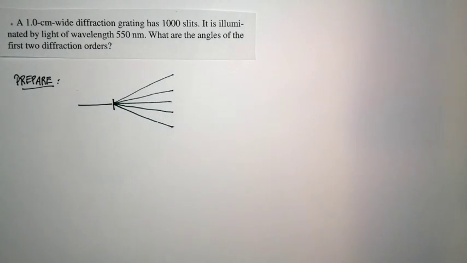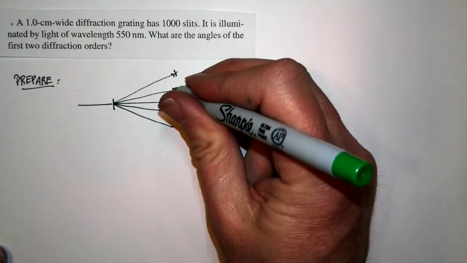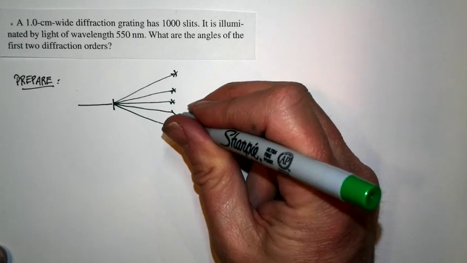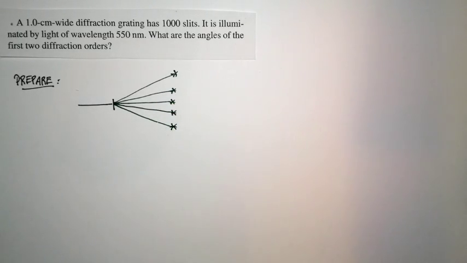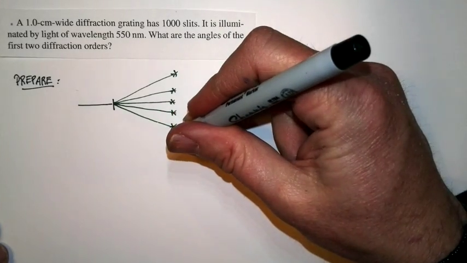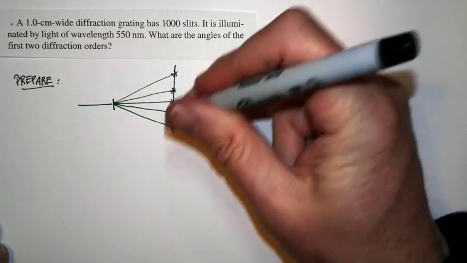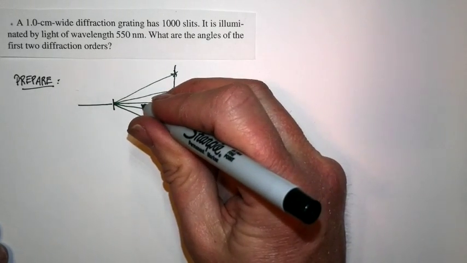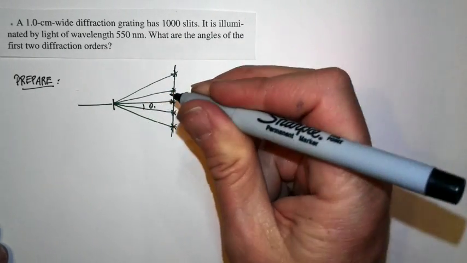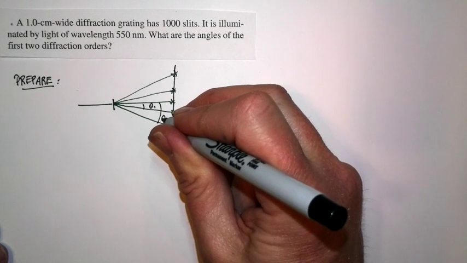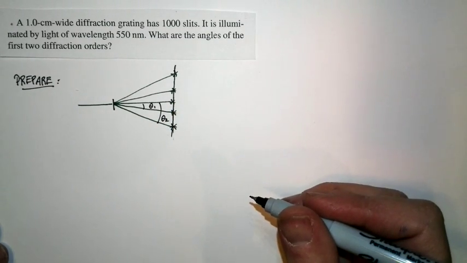If I project these on a screen, I'm going to get a series of bright spots, something like this. We want to know the angles of the first two diffraction orders. What is this angle, theta 1, and what is this angle, theta 2? That's what we're looking for here.